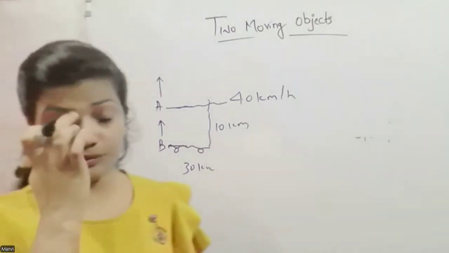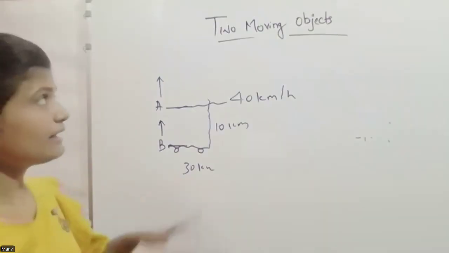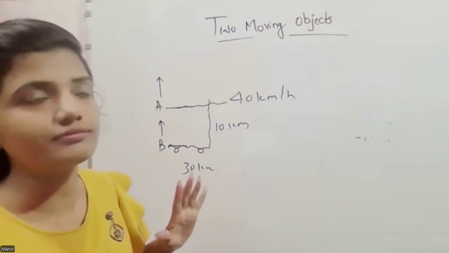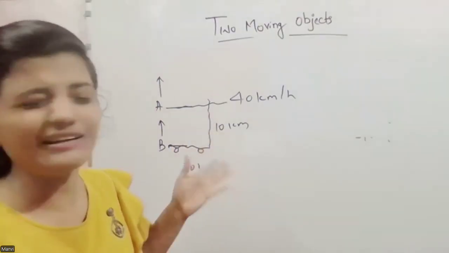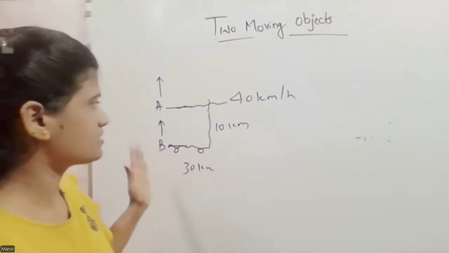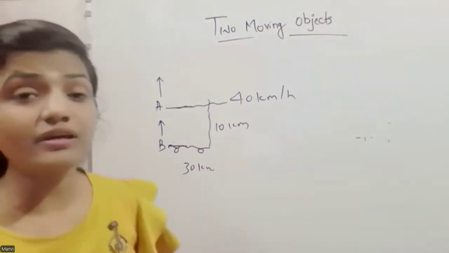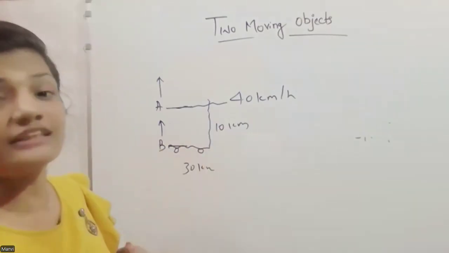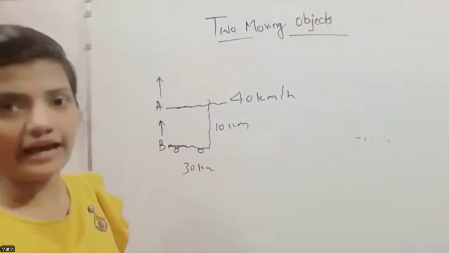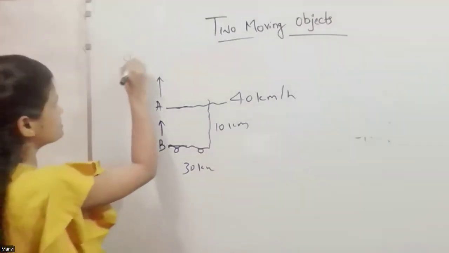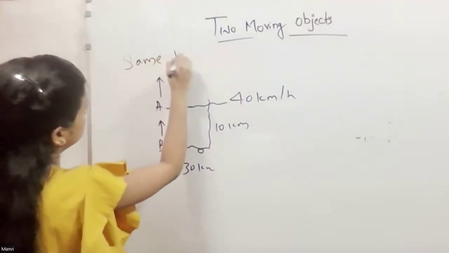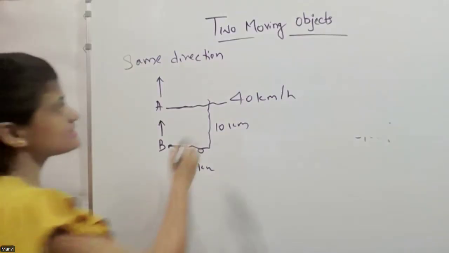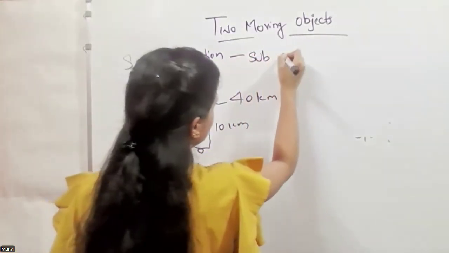Please try to understand whatever I'm explaining. This two objects moving topic is actually difficult. I mean, children find it difficult to understand, but actually it is very easy. So just concentrate. I'm giving you the example so that you can understand how that formula came, why we are subtracting and why we are adding. Same distance, same direction means we need to subtract the speed.